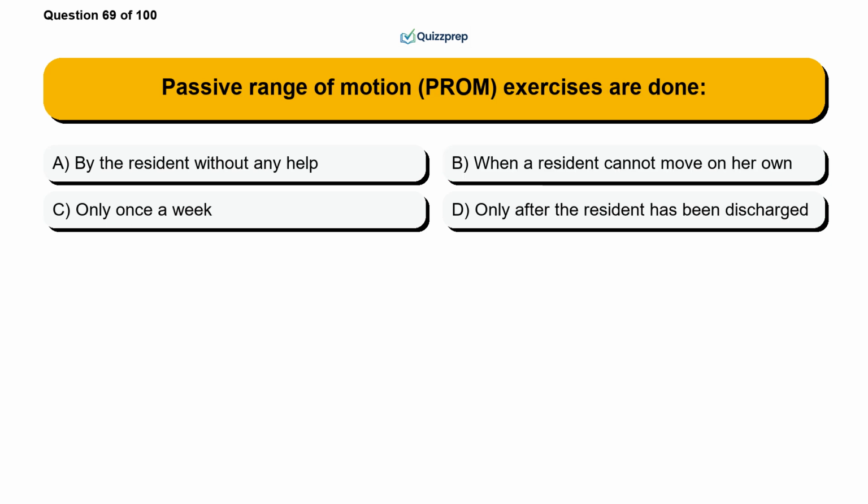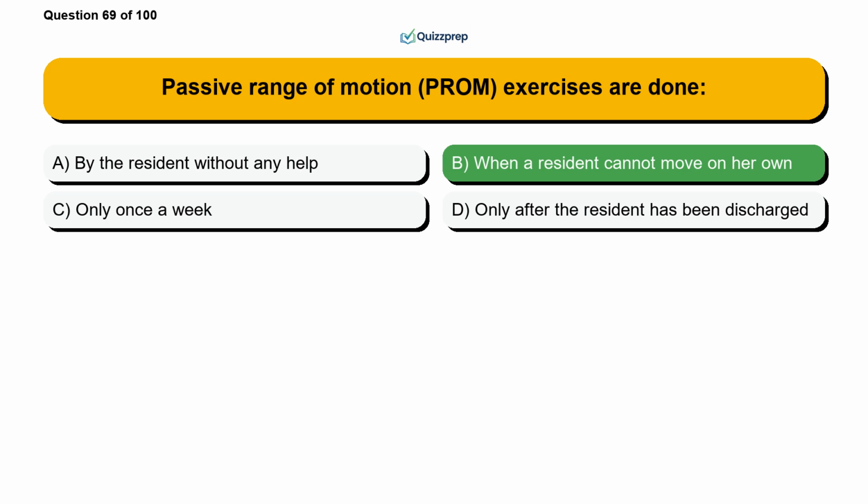Question 69. Passive range of motion, PROM, exercises are done: Option A, by the resident without any help. Option B, when a resident cannot move on her own. Option C, only once a week. Option D, only after the resident has been discharged. The correct answer is option B, when a resident cannot move on her own.